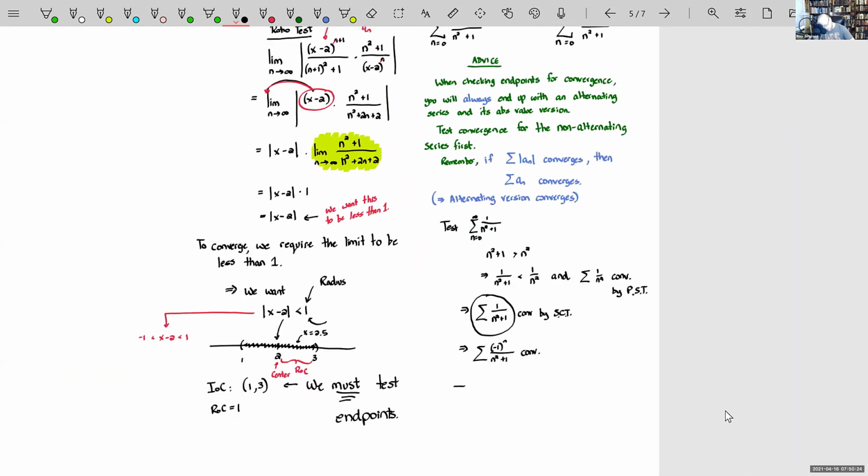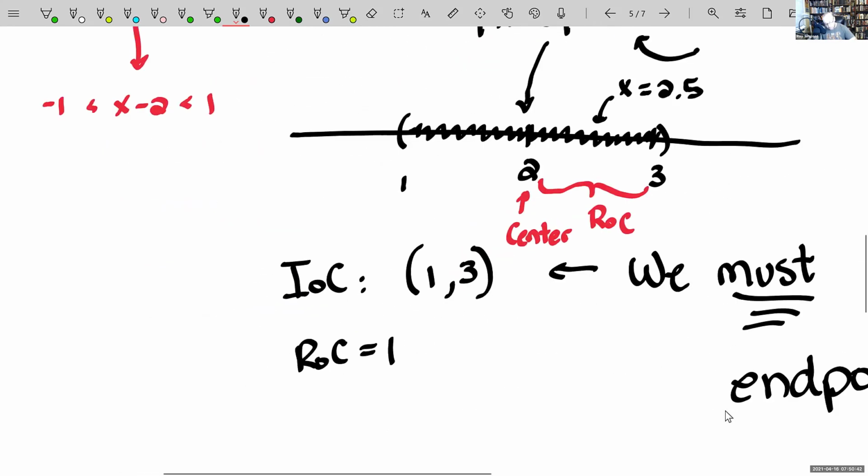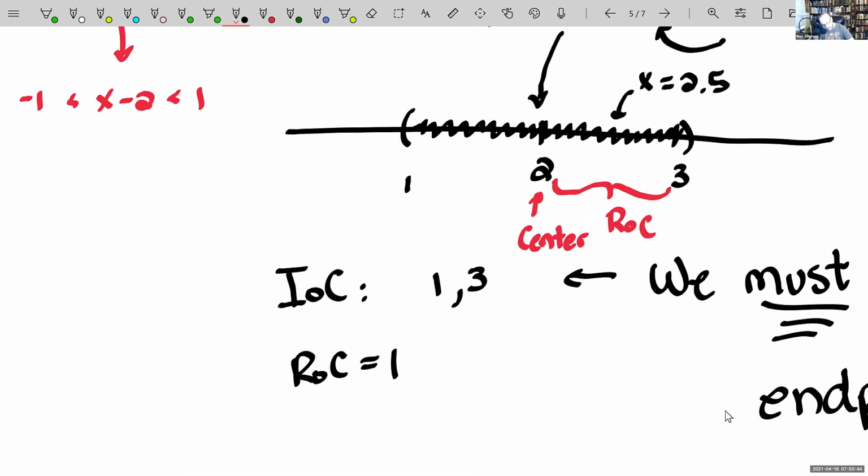I'm just going to say this implies endpoints are included in the interval of convergence. That's what IOC is. So our interval of convergence is not this open interval from 1 to 3. It's actually the closed interval from 1 to 3.